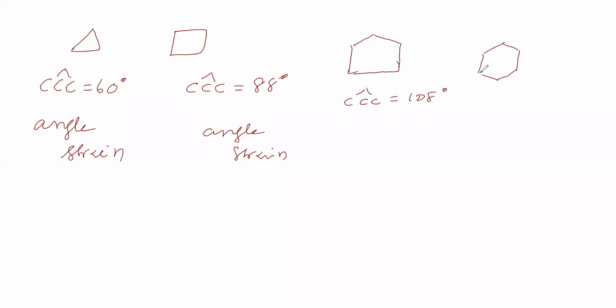Cyclohexane is there. Now you say, what is the CCC angle in cyclohexane? What is the bond angle between the CC bond pairs in cyclohexane? What bond angle do you expect? So in cyclohexane, the bond angle is 109 degrees 28 minutes.